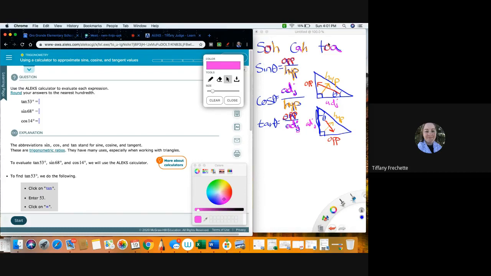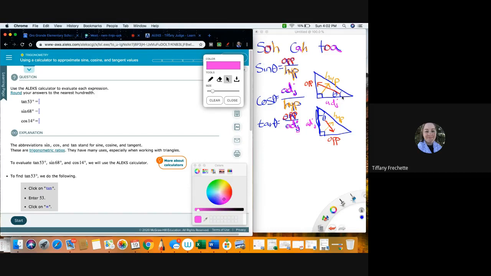So we have SOHCAHTOA. This is what we use to help us remember the order. So sine, cosine, tangent. And this is how we find the ratio. So opposite over hypotenuse, adjacent over hypotenuse, opposite over adjacent. And I have these diagrams labeled so you understand what opposite means. It means opposite the angle. Hypotenuse is always across from the 90. And then adjacent is the one that connects the angle and the 90 degrees. So that's the side that connects those two.